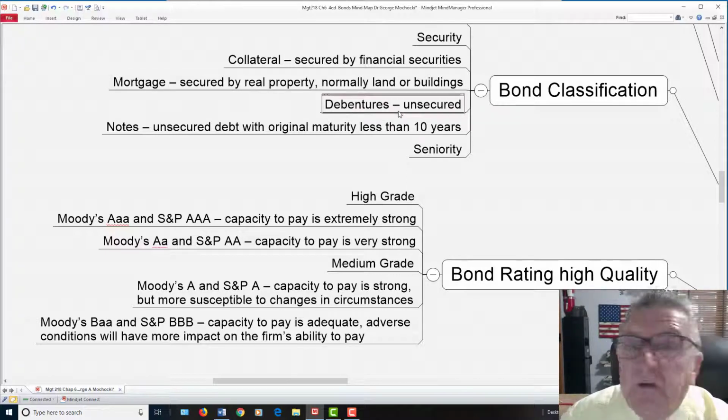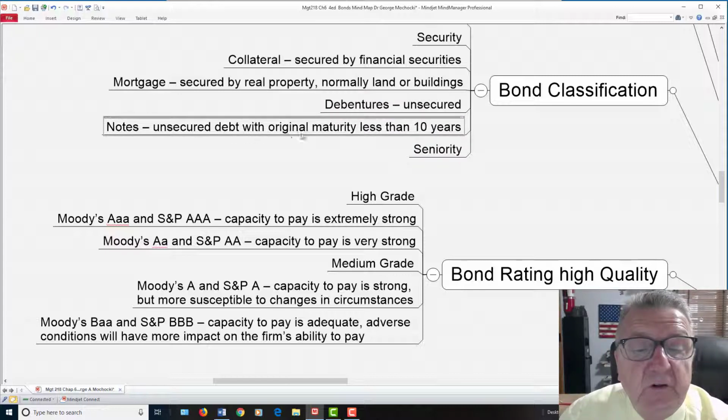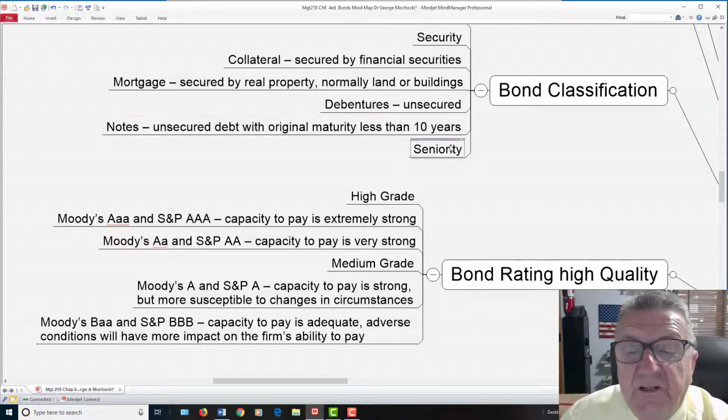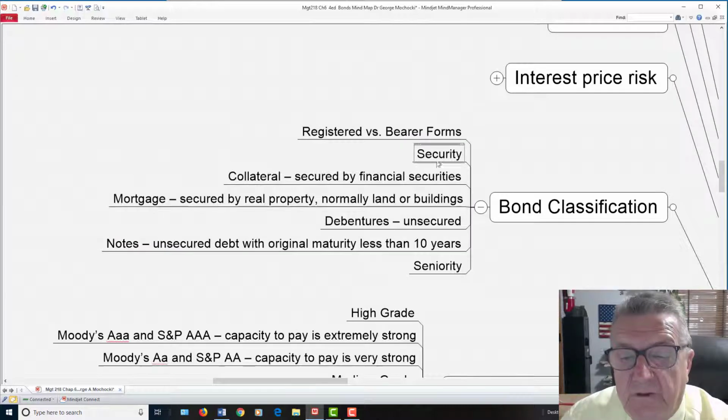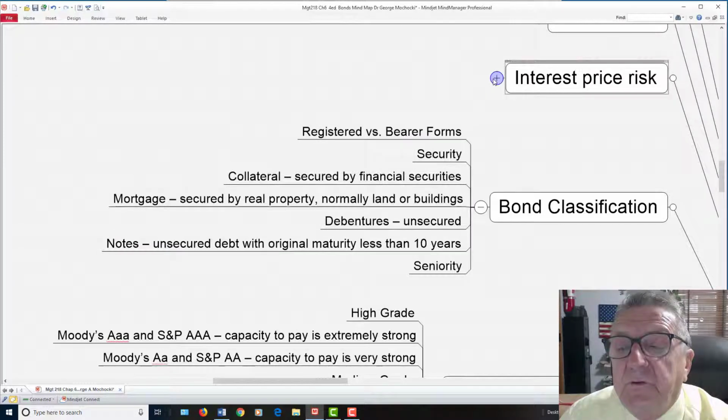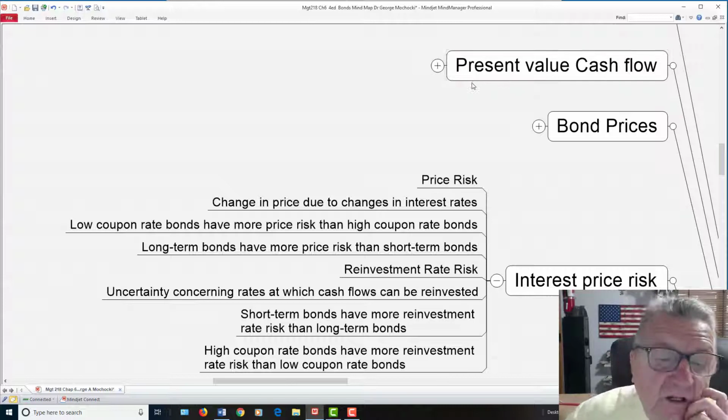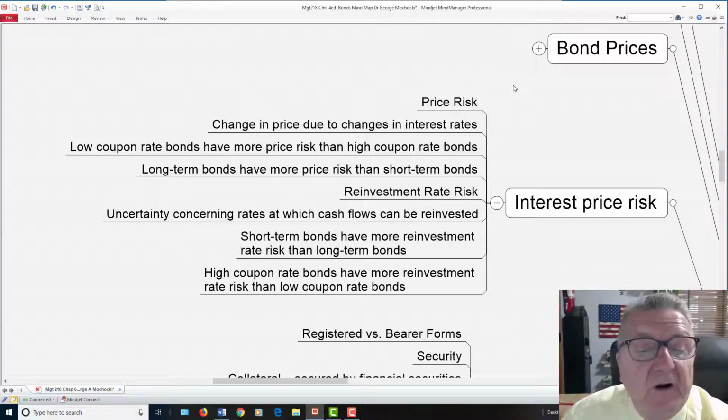Debentures are unsecured, like a credit card. Notes are unsecured debt with an original maturity of less than 10 years in seniority. Okay? Interest rate price risk, I think we covered that in interest rates, but I'll go over it. Price risk is the change in price due to changes in interest rates.